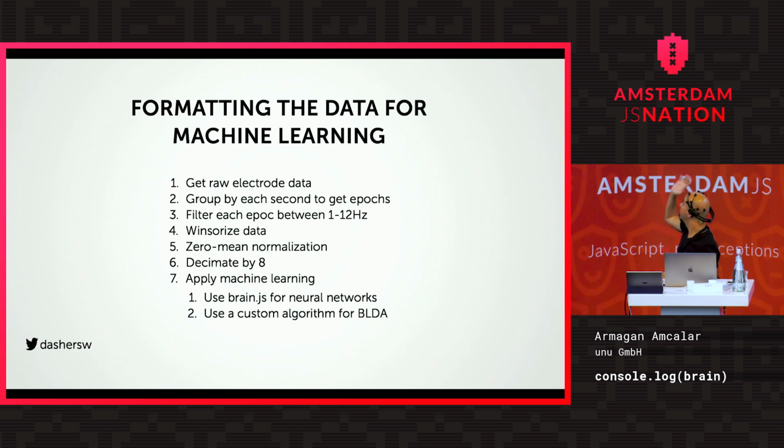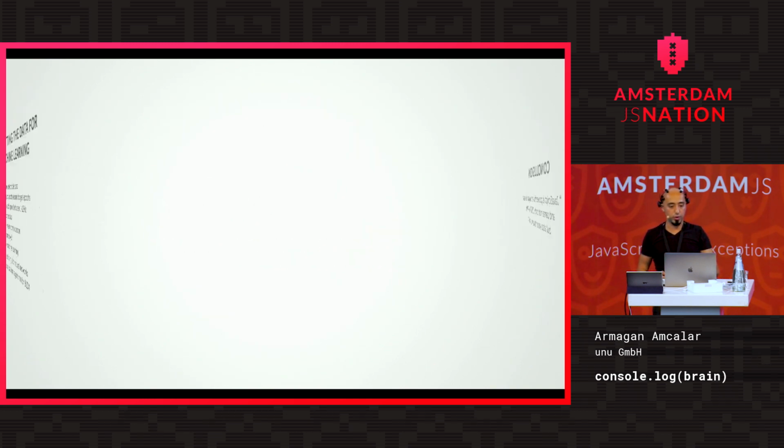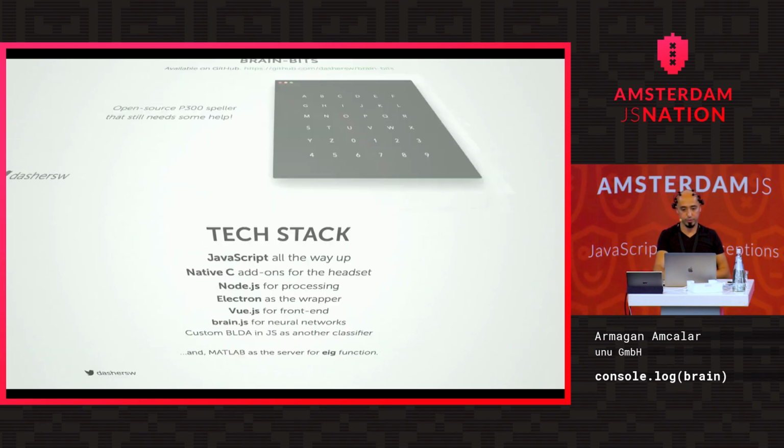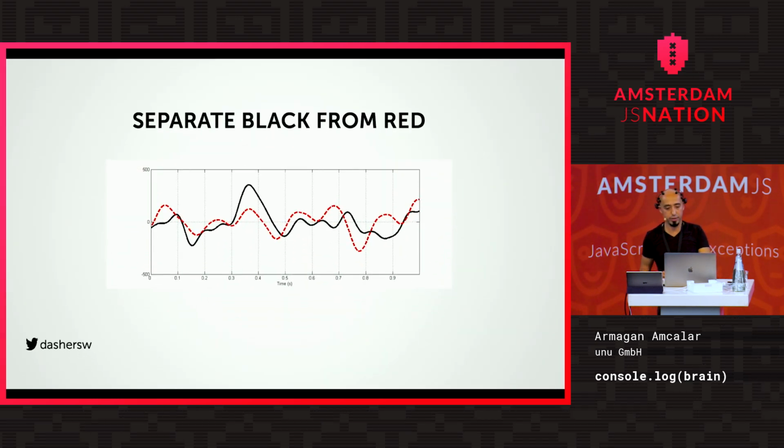We do a lot of fancy named stuff, normalization, winsorizing data to clip them, to remove the blinks and stuff. We leave out the samples that we're not interested in, and then apply machine learning, Brain.js for neural networks, and again, a custom algorithm in JavaScript. So this is the machine learning task.